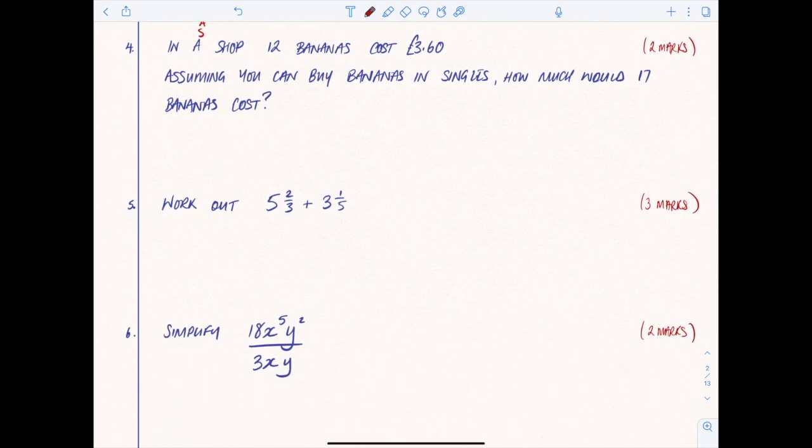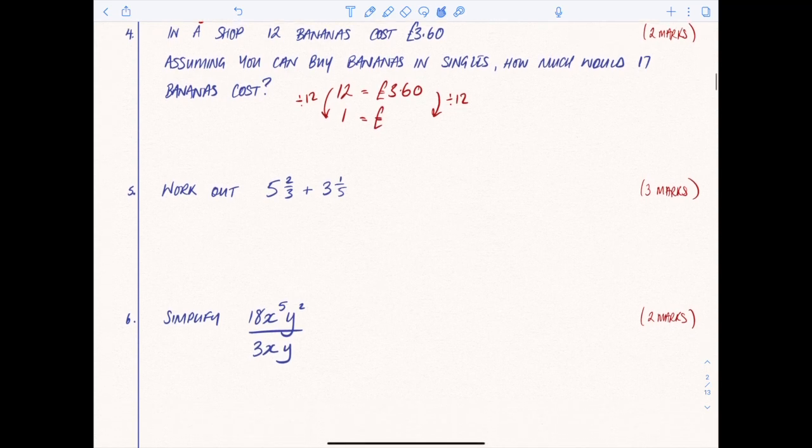Okay, moving on now. In a shop, 12 bananas cost £3.60. Assuming you can buy bananas in singles, how much would 17 bananas cost? Okay, so what I know is that 12 is equal to £3.60. So what I need to do is get that to 1. To go from 12 to 1, divide by 12, which means I'm dividing this by 12 as well. And it's nice to see here that 12 does go into this quite nicely.